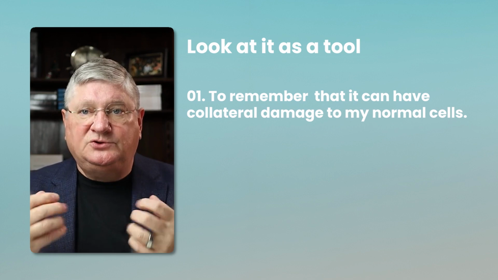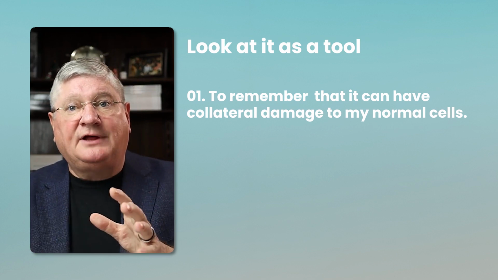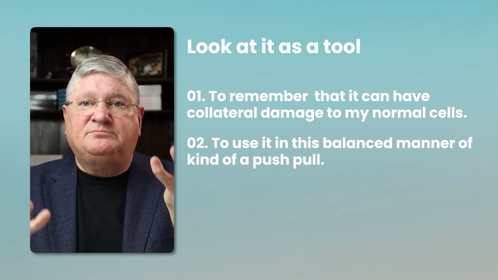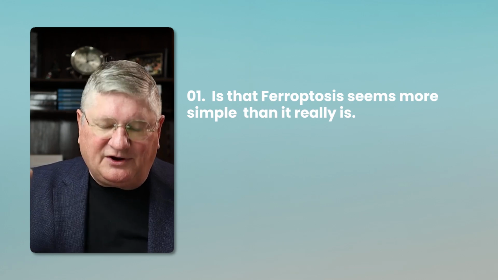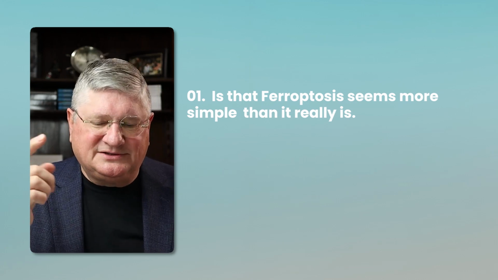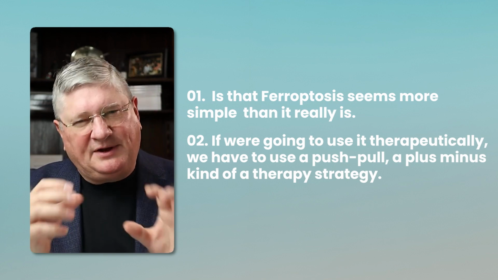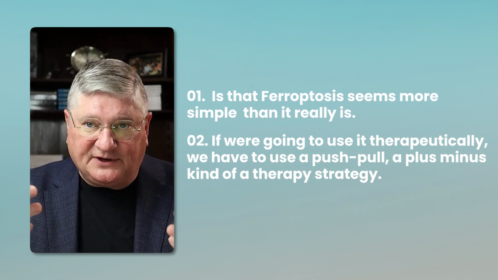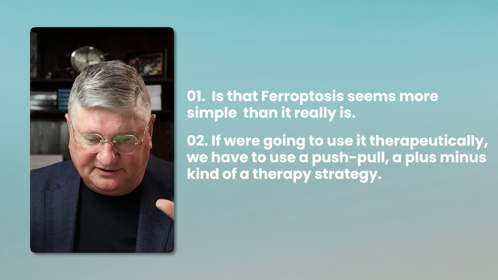In my looking at it clinically, watching people try to do it appropriately, the way is to look at it as a tool, and number one, to remember that it can have collateral damage to my normal cells. I don't want to have too much of it. And to use it in this balanced manner of a push-pull, where I'm going to push on the ferroptosis through glutathione depletion and other things like that, and then I'm going to have a period where I rest the body and restore it. There's three things I think that are important. The first thing is that ferroptosis seems more simple than it really is. Number two, if we're going to use it therapeutically, we have to use a push-pull, plus-minus kind of therapy strategy to maximize both sides so we don't inadvertently harm the patient in the process.